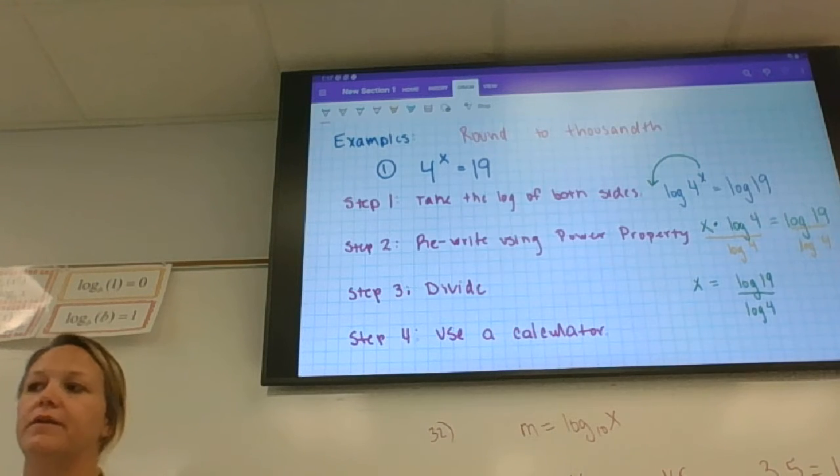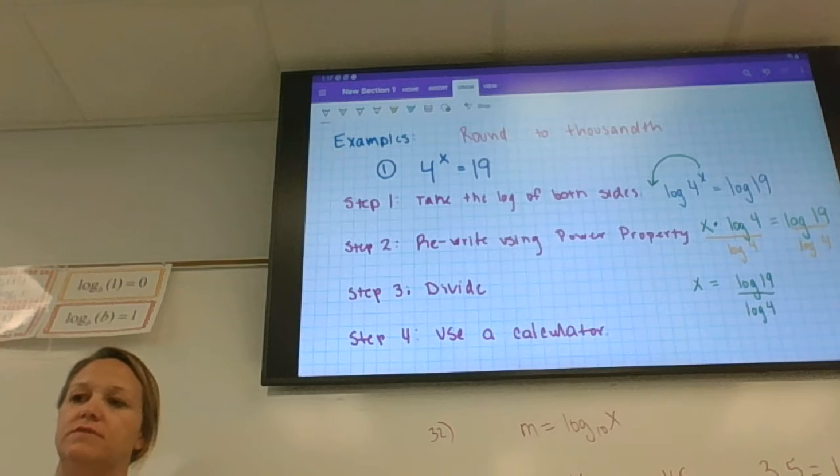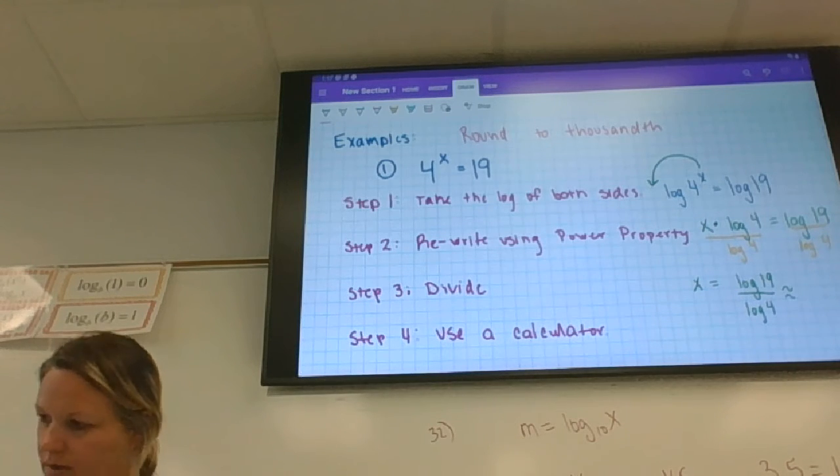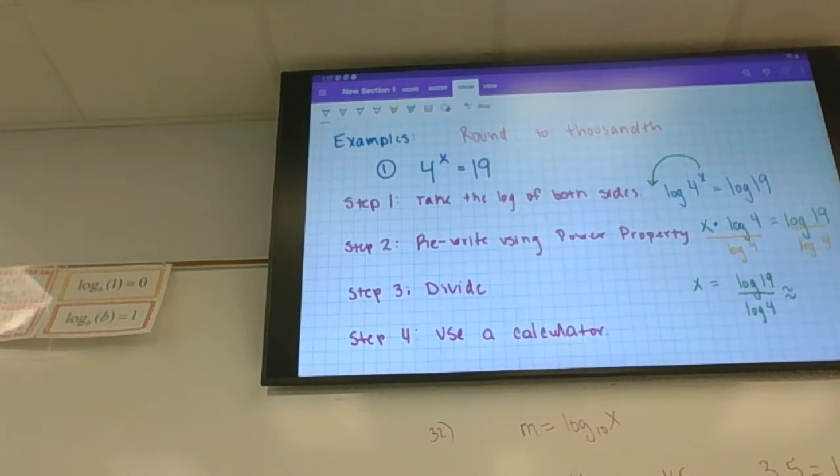Now you use a calculator. Your calculator will do that and give you an exact decimal instead of guessing and checking. I'm gonna get it. 2.123963757.